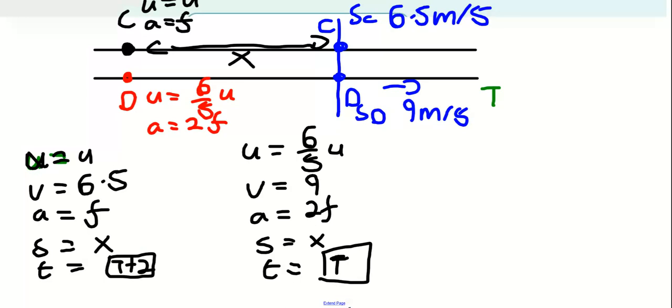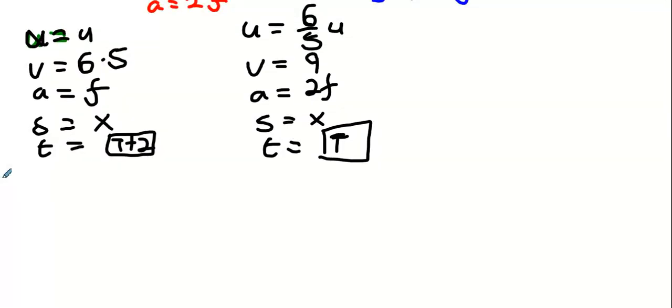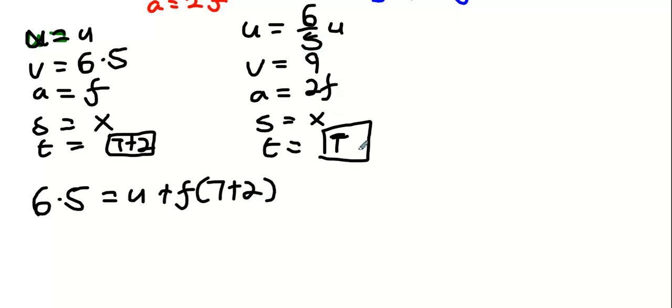Now, let's run through some formulas here. I don't really fancy v squared equals u squared plus 2ax. Seems a bit complicated, doesn't it? Let's start easier. What about v equals u plus at? Nice linear equation to start us off. Start with the easiest equation. So 6.5 equals u plus f times t plus 2. Let's do the same thing for this one. So v is 9.